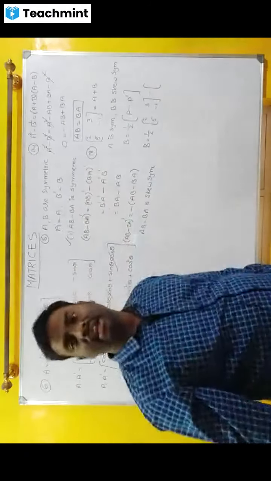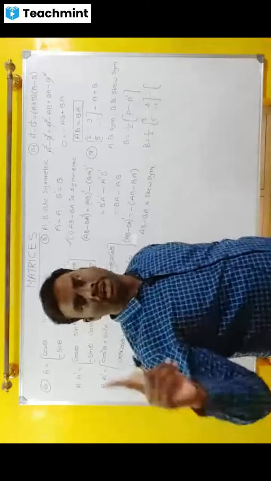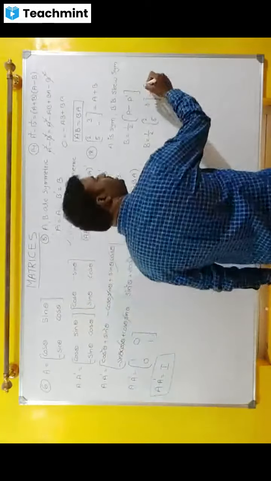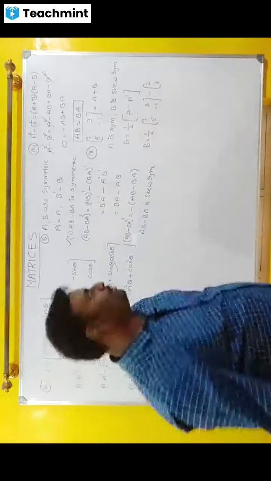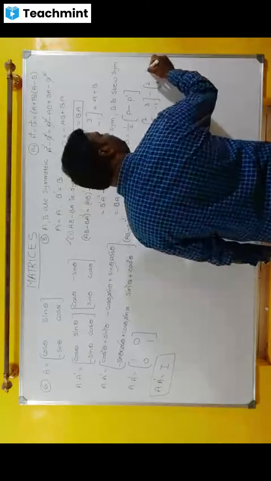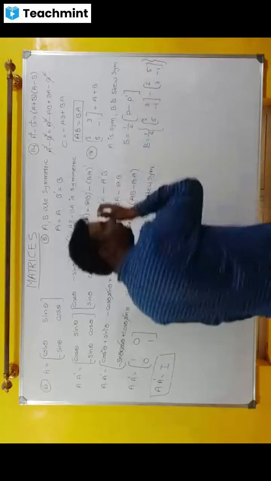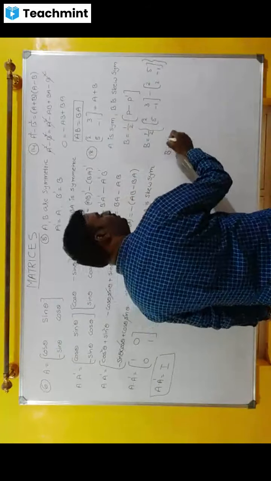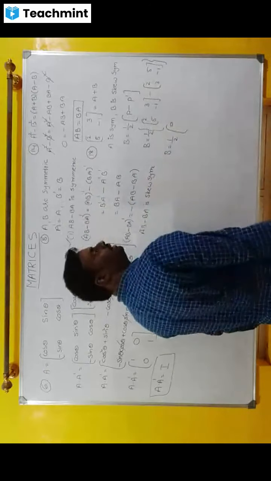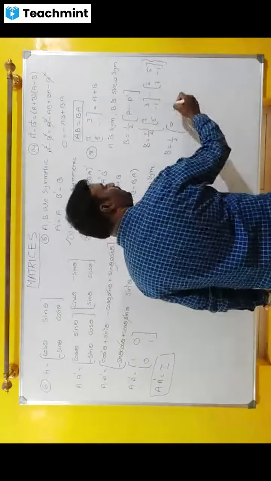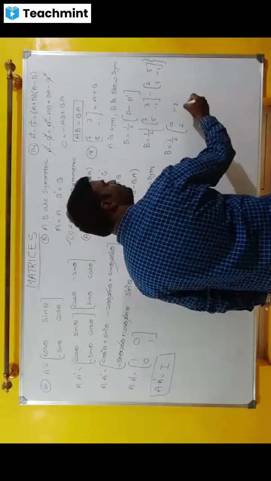P dash means transpose. How do you get the transpose? Rows are interchanged into columns. The first row, 2, 3, becomes the first column. The second row, 5, minus 1, becomes the second column. Then B is equal to 1 by 2 into, subtracting: 2 minus 2, 0; 3 minus 5, minus 2; 5 minus 3, 2; minus 1 plus 1, 0.